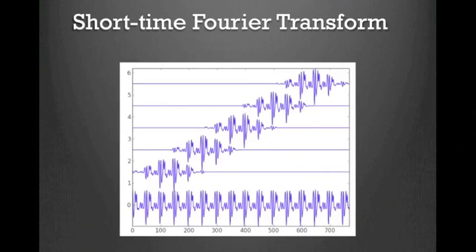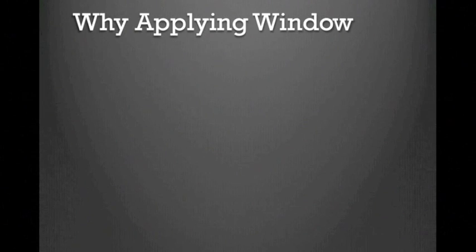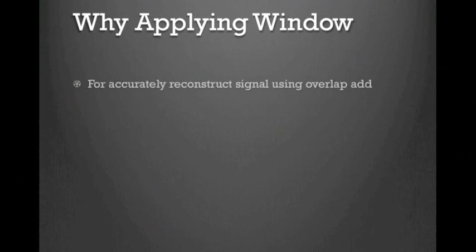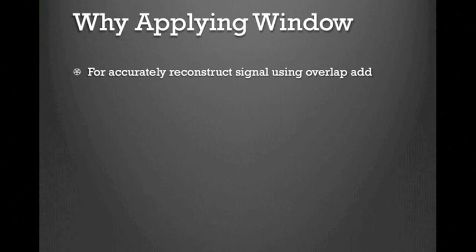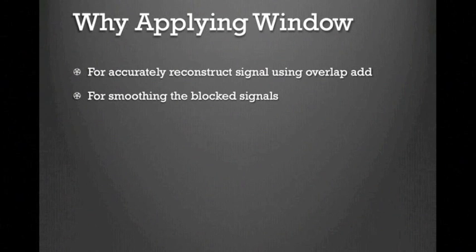This is an illustration of blocking a signal with windows. The bottom one is the original signal. The upper ones are each block with a window applied. As shown in previous figures, by applying a window, we can reconstruct the same signal back when using overlap and add. Meanwhile, applying a window can also smooth the signal between each block.